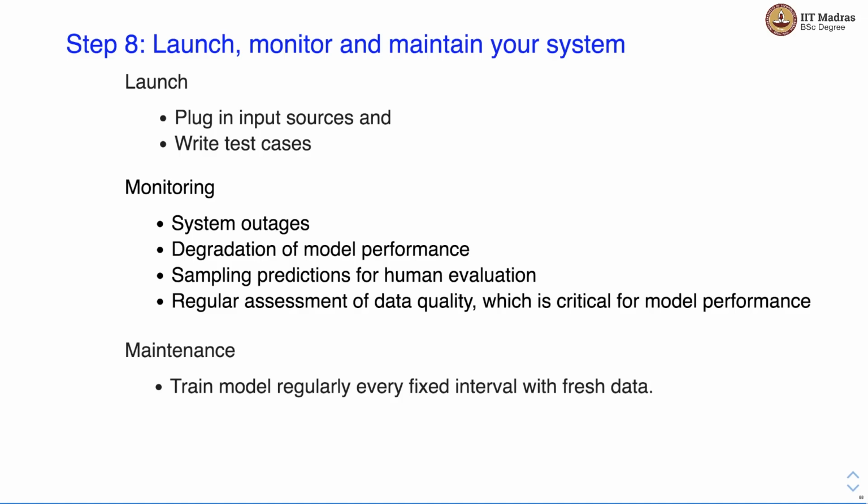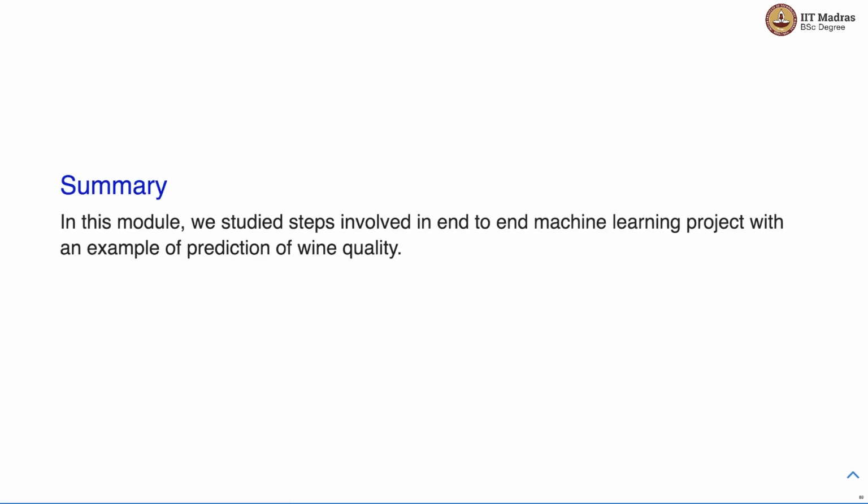Finally, model maintenance. We can either train the model regularly at every fixed interval with fresh data, or we can also trigger the model retraining based on some kind of a threshold in the degradation of model performance. And we should also figure out how to push the trained model to production without disrupting the live path of the serving. So these were the 8 steps involved in an end-to-end machine learning project.